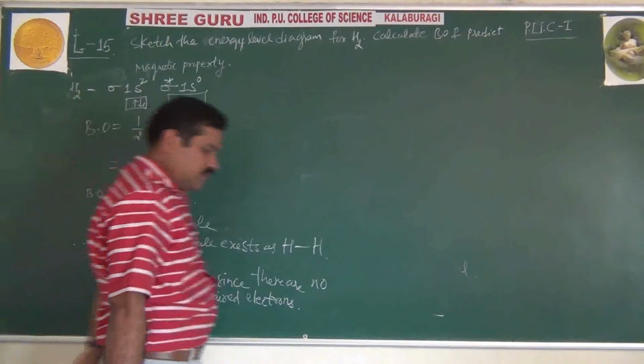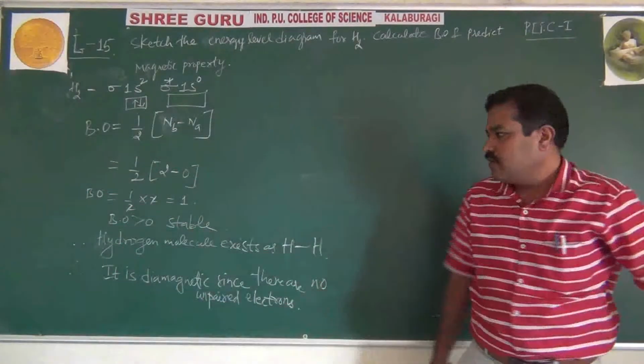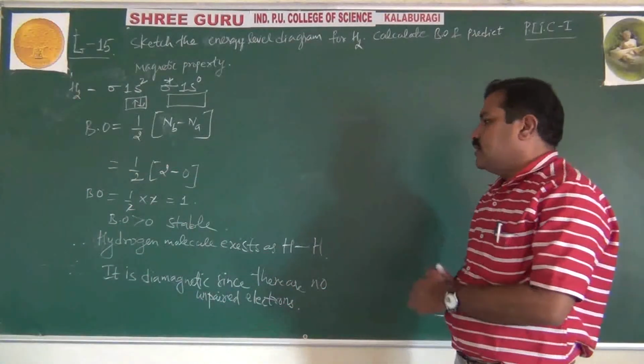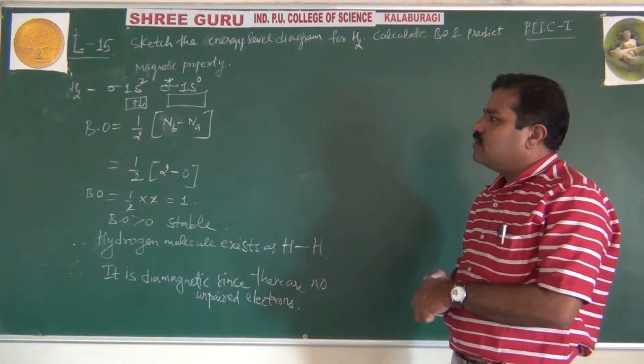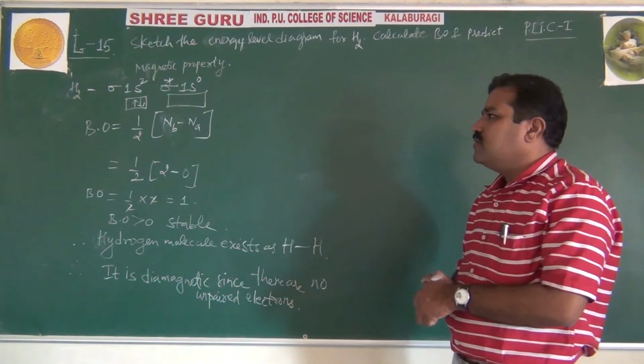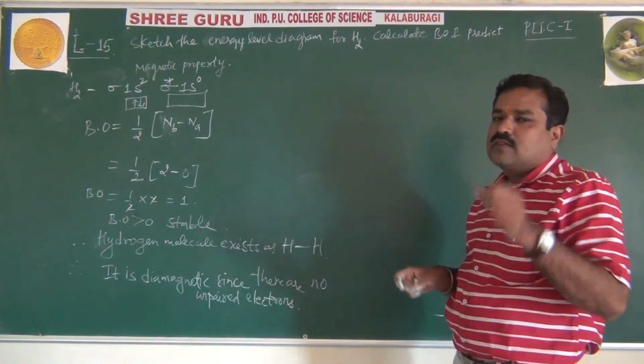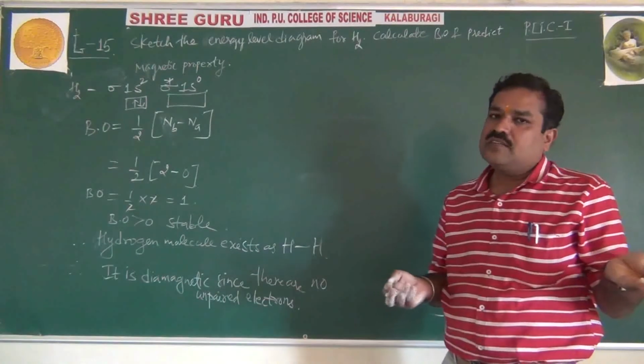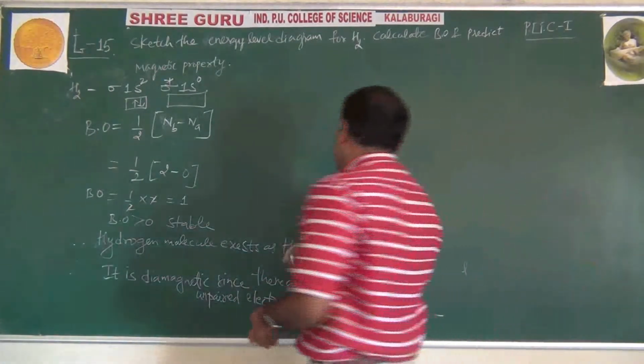Okay, after calculating bond order, stability will help us in predicting bond. That means hydrogen atoms are held by a single covalent bond, and we already know this from valence bond theory. Okay, now the energy level diagram.